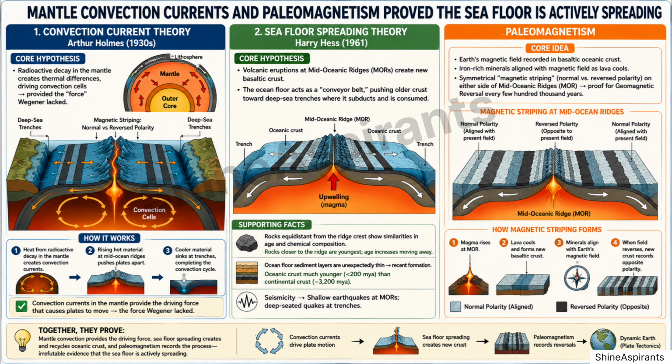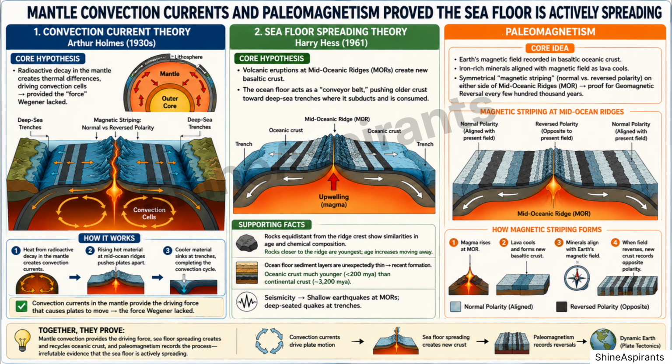Core hypothesis. Volcanic eruptions at mid-oceanic ridges, MORs, create new basaltic crust. The ocean floor acts as a conveyor belt, pushing older crust toward deep-sea trenches where it subducts and is consumed. Supporting facts. Rocks equidistant from the ridge crest show similarities in age and chemical composition. Rocks closer to the ridge are youngest, age increases moving away. Ocean floor sediment layers are unexpectedly thin, this means the ocean floor is of recent formation. Oceanic crust is much younger, less than 200 million years old, than continental crust, around 3,200 million years old.